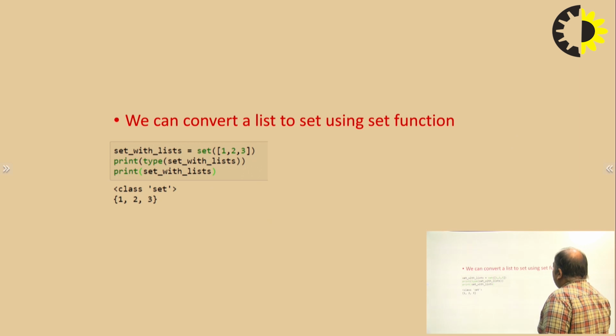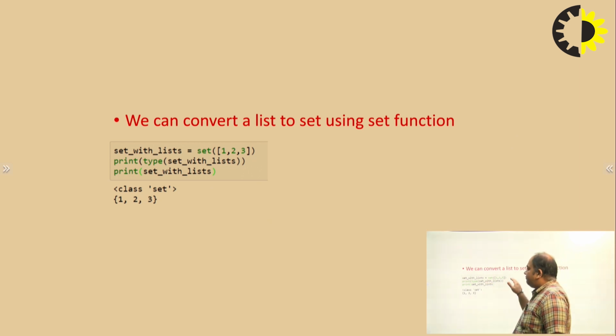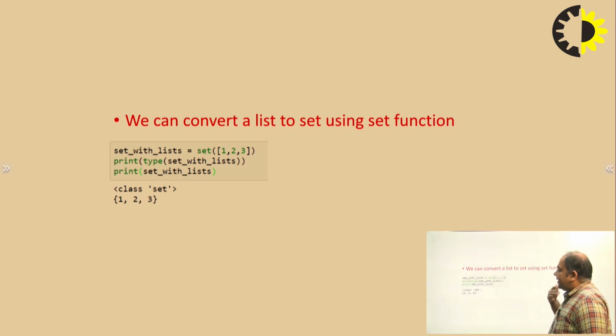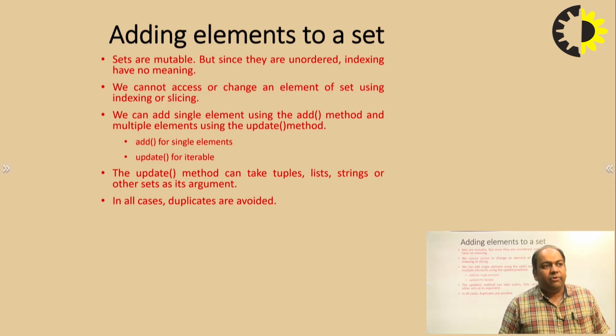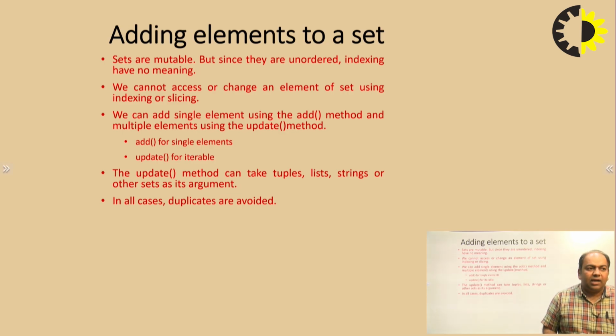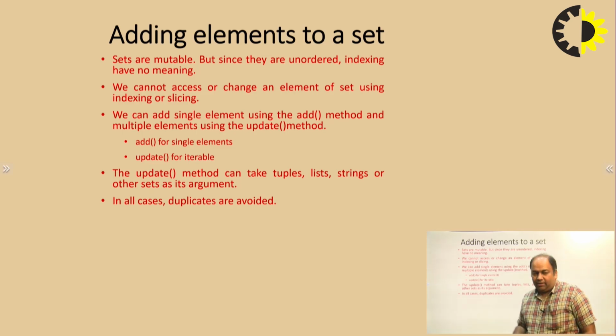If we want to convert a list using the set function, we give the list to set, and it will convert it into a set. Sets are mutable, but we cannot access or change an element of the set by index; we can add elements using update. The update method can take a tuple, list, string or another set as its argument.